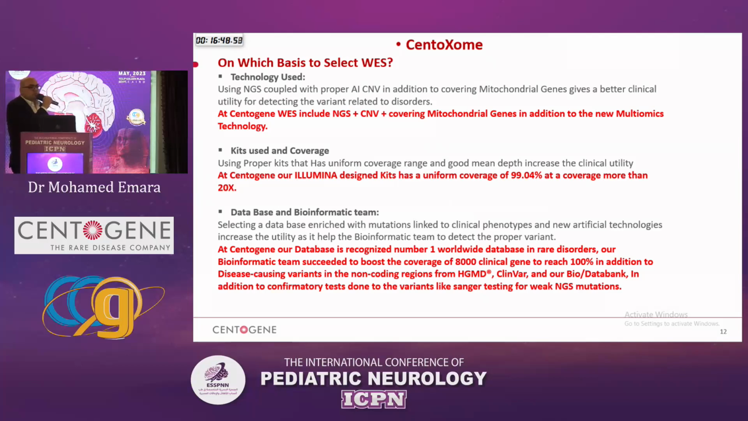Second, the kits used and the coverage of the kits. This is an important issue for the physician, to be sure that to a great extent the genes are covered uniformly with a depth of coverage, or mean depth of coverage, which is proper for the patient to detect the mutation. At Centogene, we use Illumina kits designed to cover about 99.04% at a mean depth coverage of more than 20x.